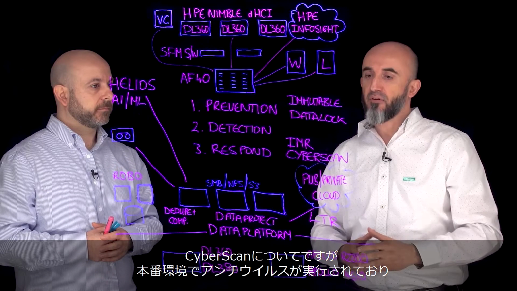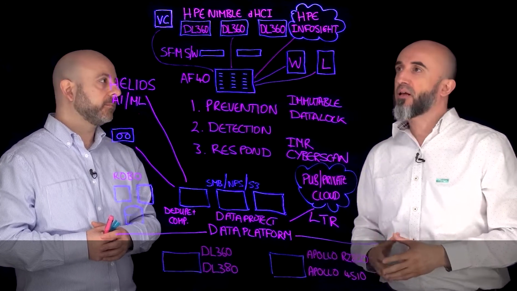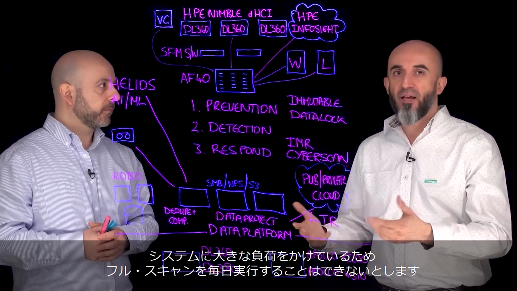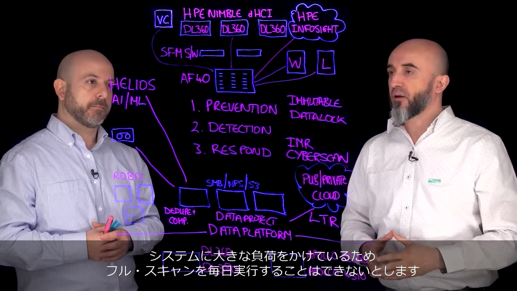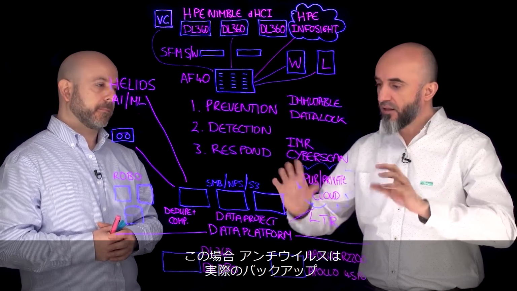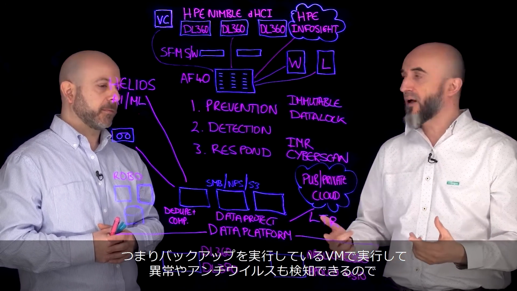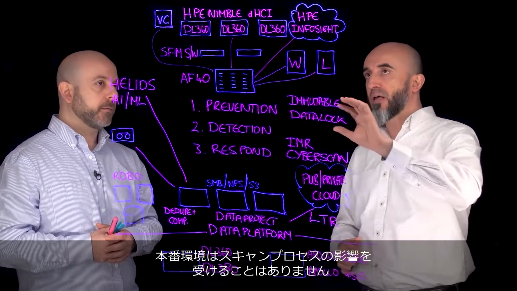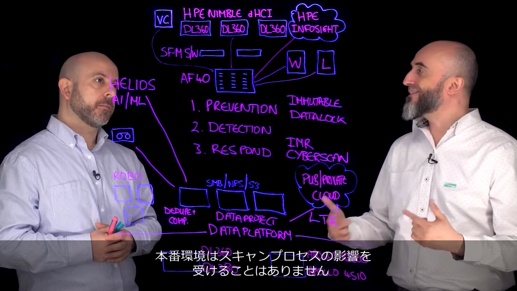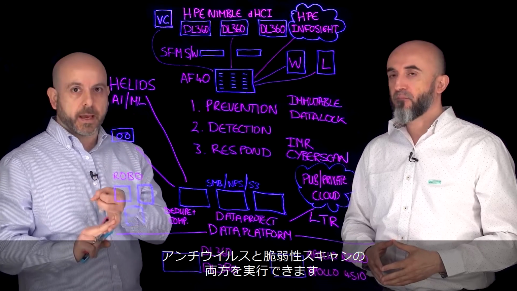And the CyberScan really is, let's just say you have antivirus running in your production, and you're not able to run a full scan every day because it's putting a lot of stress on the environment. You could run the antivirus on the actual backup here, the VMs that are running the backup, to detect any anomalies or even any viruses, so that way your production doesn't get affected by that scanning process. Yeah, so we do both antivirus and vulnerability scanning as well.